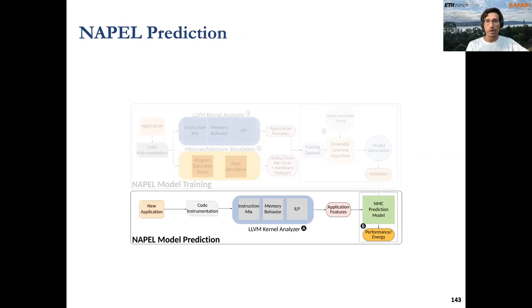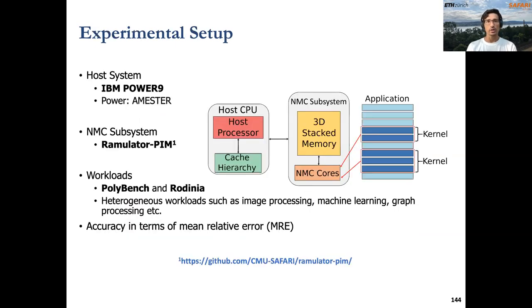After training the model, we can use it to predict. Because the model is already generated, we just need to extract the specific characteristics from the application with the LLVM kernel analyzer and feed them into the prediction model in order to obtain the performance and energy predictions. We evaluated it comparing to a host CPU, an IBM Power9 CPU, and also to a simulator, Ramulator-PIM, as I mentioned before, using different workloads from well-known benchmark suites such as PolyBench and Rodinia.